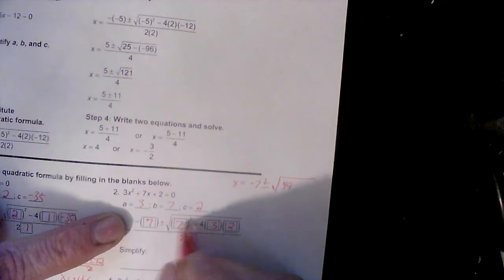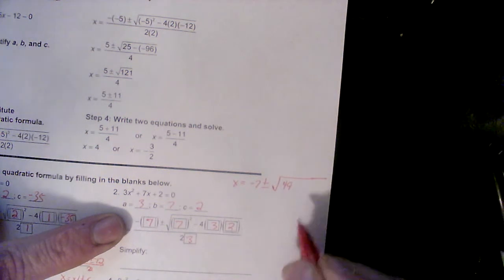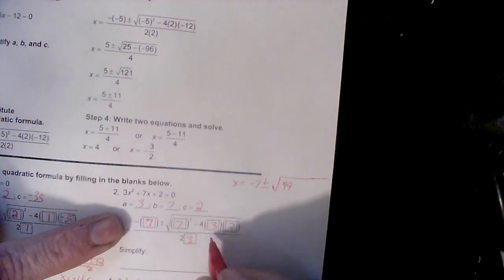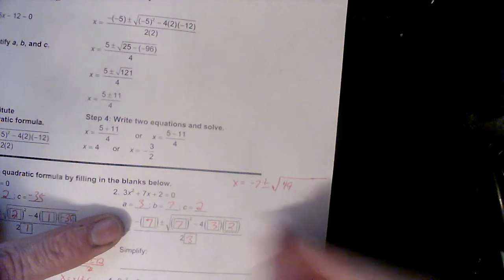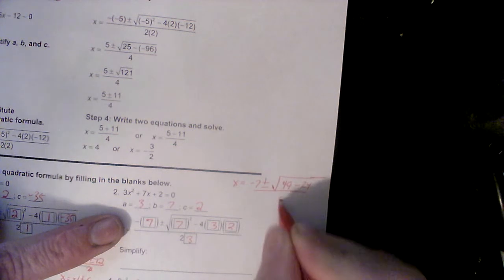There's a key here. If this is ever negative, that square is going to turn it positive no matter what. So this first number in the radical will always be positive. And this says minus 3 times 4. That's 12 times 2, 24. Minus 24 all over 6.